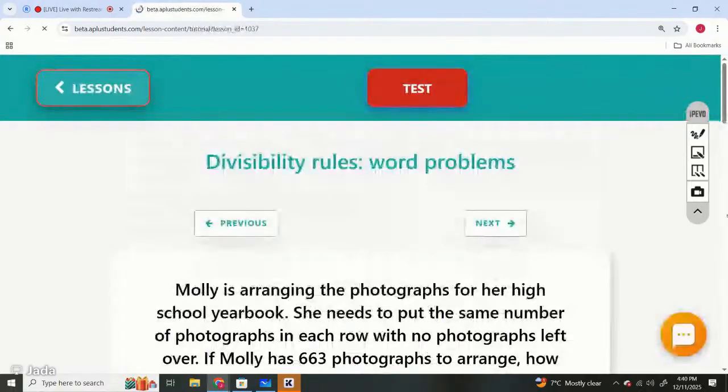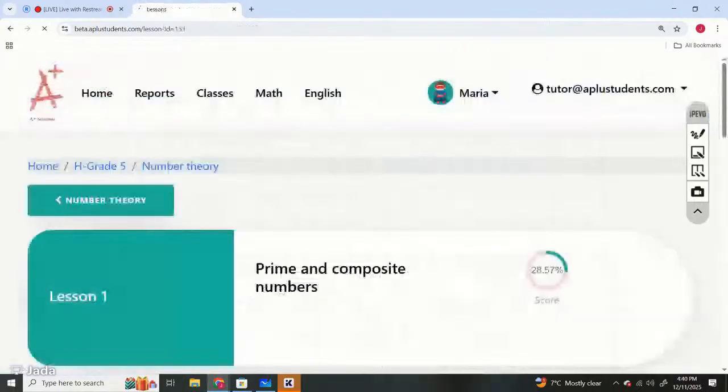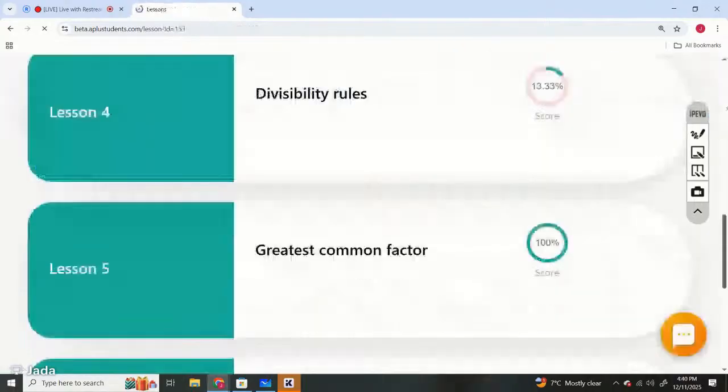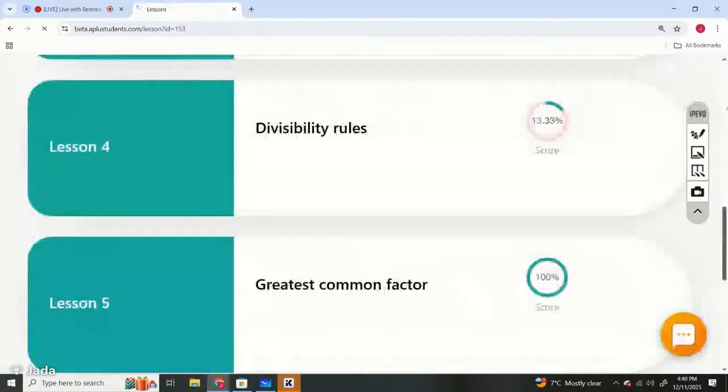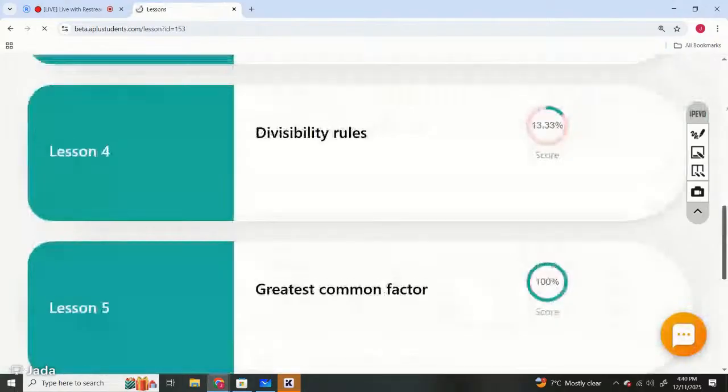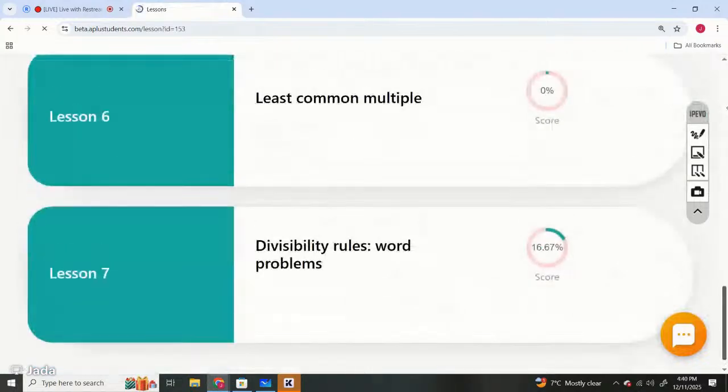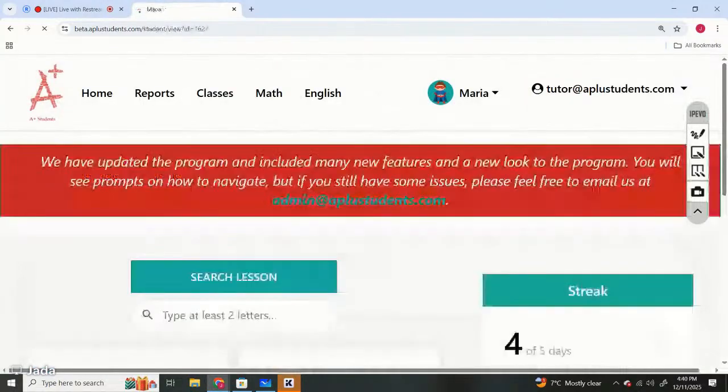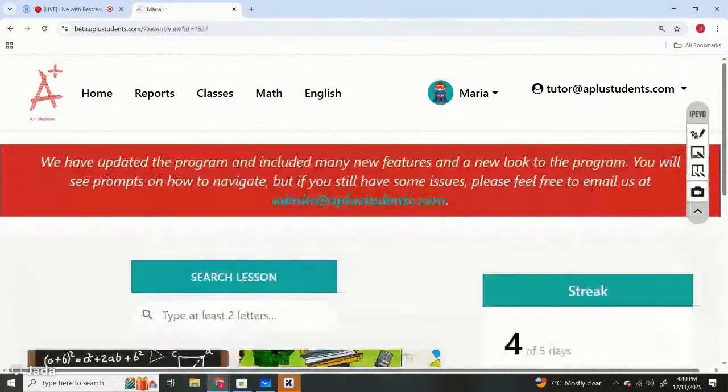So we were working on grade 5 math. The chapter we were working on is number theory. The lessons we have covered today are divisibility rules, test, common factor, least common multiple, and divisibility lesson. Again, if you need more help, I'm here to answer all your questions and confusion.